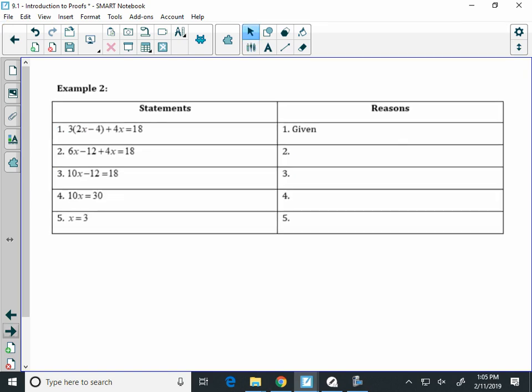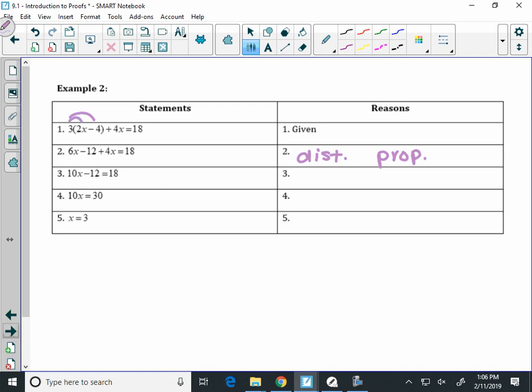So take a look at example 2. Same kind of concept. All our steps are written out for us. We just have to state those reasons. So going from step 1 to step 2, what happened? Yeah, we distributed, so our reason is going to be distributive property. And again, I like to abbreviate. If you want to write out the whole thing, you can. But I like to abbreviate. Yeah, we distributed that 3 to get 6x minus 12 plus 4x equals 18.